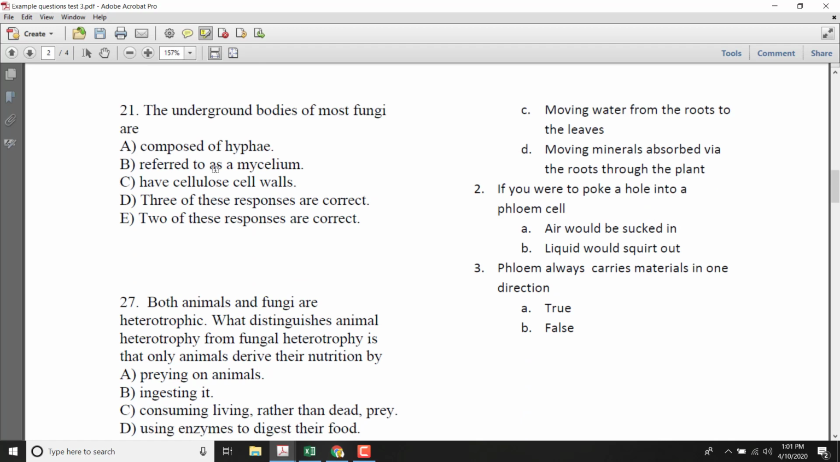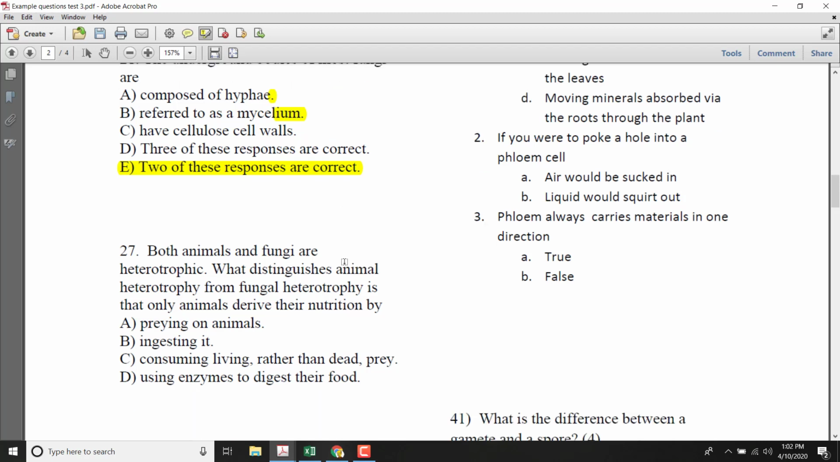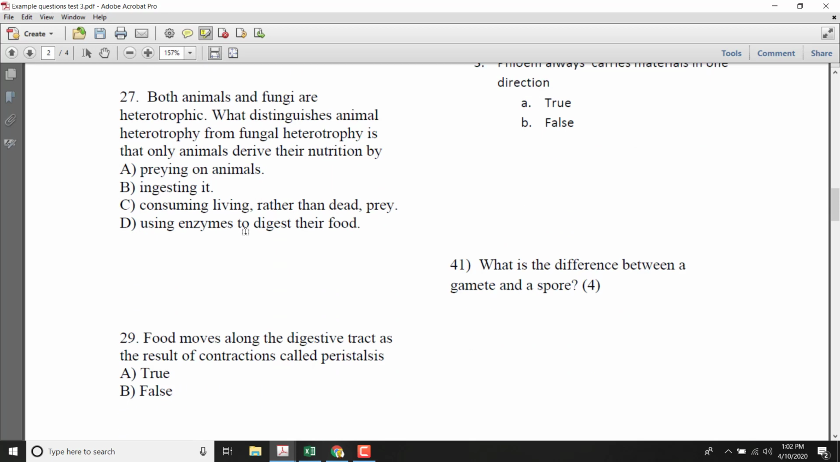The underground bodies of most fungi are composed of hyphae, referred to as mycelium, have cellulose cell walls. The answer to this one? 2 of the above are correct. Which 2? That one and that one. They actually do not have cellulose cell walls, but they do have cell walls. They're fortified with chitin. Both animals and fungi are heterotrophic. What distinguishes animal heterotrophy from fungal heterotrophy is that only animals derive their nutrition by ingesting it.